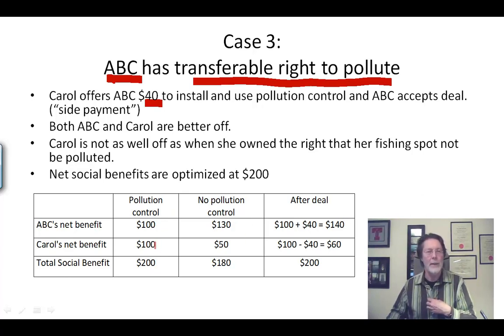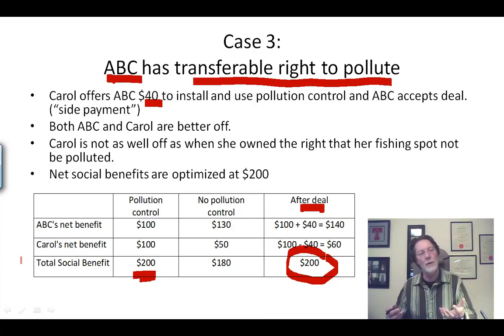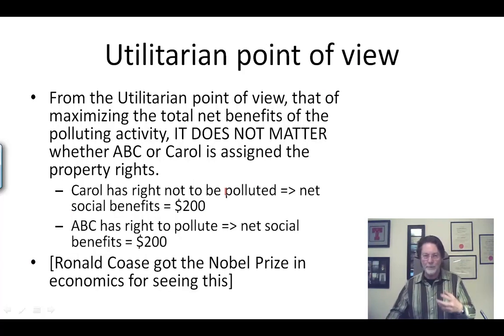Carol is still ahead because she's got $100 under this scenario. She has to pay ABC 40, so it's minus 40 for her, leaving her with a $60 net benefit. But she's better off than she would have been with a $50 net benefit. So both parties have an incentive to make the deal, and the deal will result in the same maximized total social net benefit. Okay, it's quite remarkable.